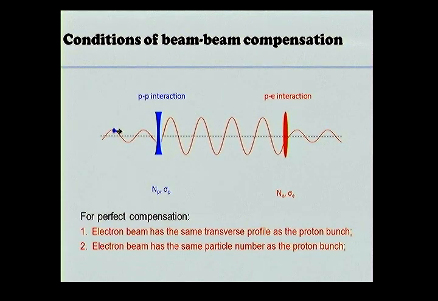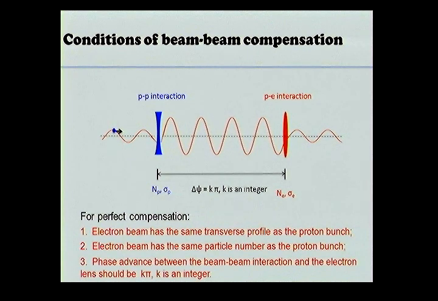Secondly, the electron beam should have the same particle numbers as the proton bunches. Third, the phase advance between the beam-beam interaction and the E lens should be kπ, where k is an integer. This means that between the beam-beam interaction and the E lens, the particle oscillates multiples of half an oscillation. The phase advance of half an oscillation is π.